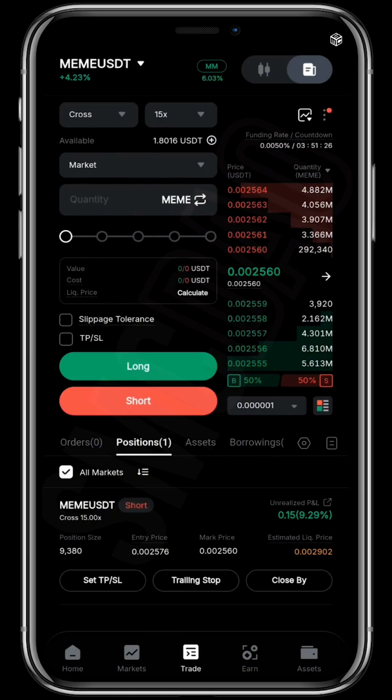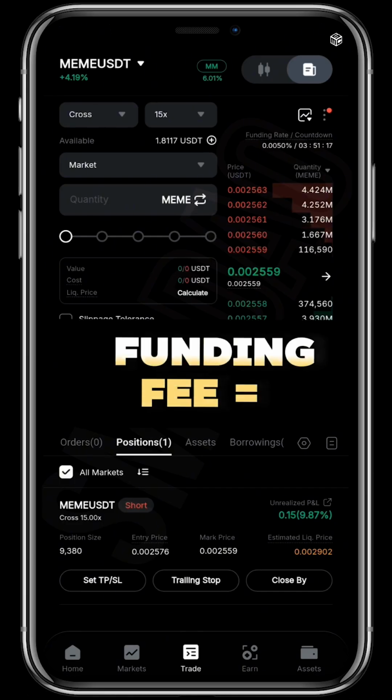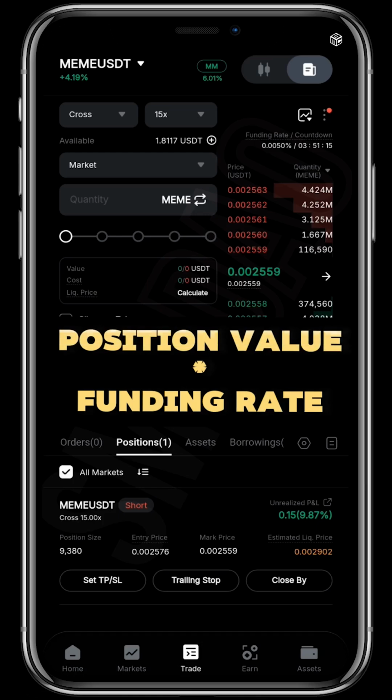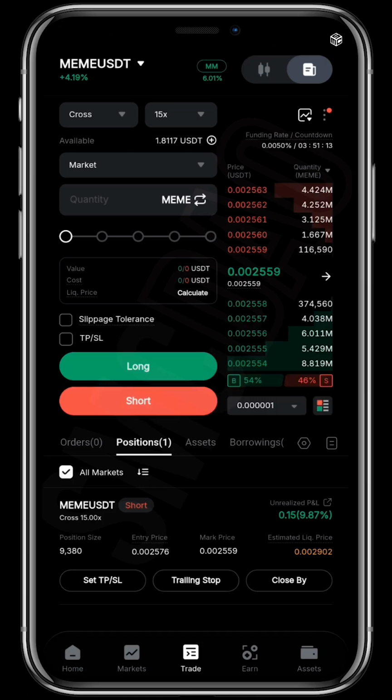Now, to calculate our funding fee, you might need a paper and a pen, because we'll have to use the formula: funding fee equals position value times funding rate. So how do we calculate position value? Position value is calculated by just multiplying your position size, which is this, by your mark price. All right, so we're going to calculate that.